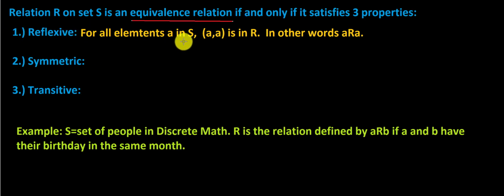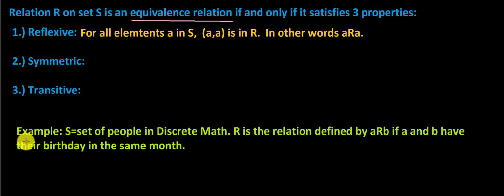For all elements A in the set S, (A, A) is in R. In other words, A relates to A. A relates to itself. That's what it means to be reflexive. We will put up definitions for symmetric and transitive in a minute, but as we work through these definitions, I'd like to look at an example because I think it will help make the definitions a little bit clearer.